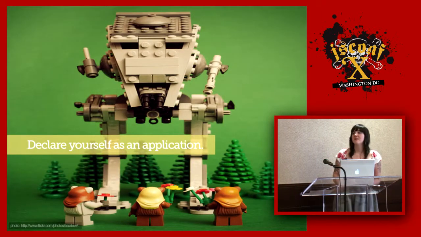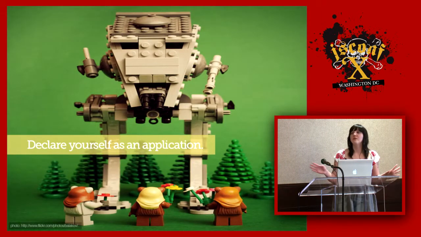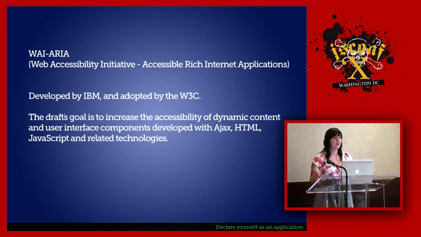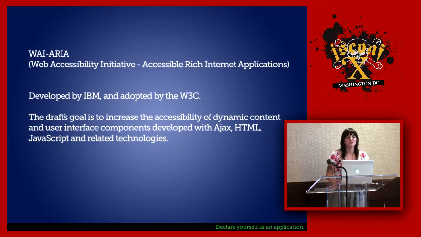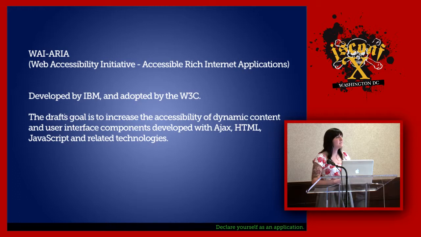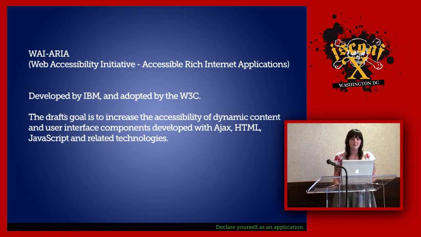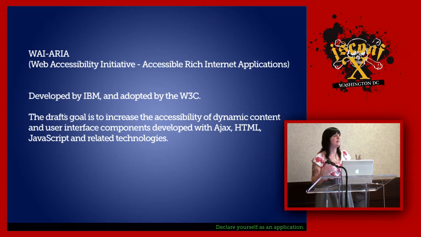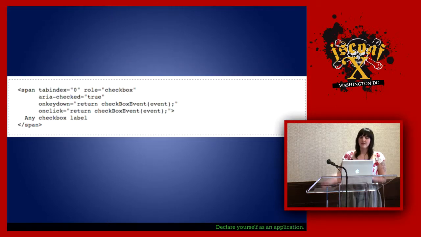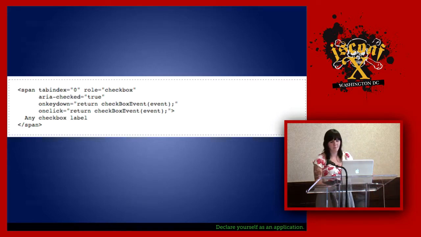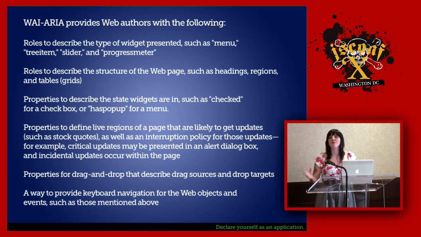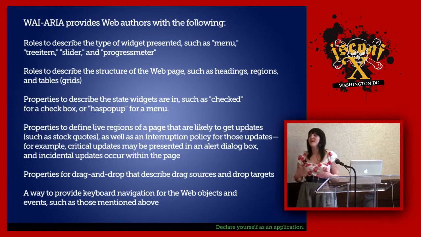Lastly, declare yourself an application. And this is something that could be a whole day of talking. This is about WAI-ARIA. WAI-ARIA allows web pages to declare themselves as applications rather than static documents. It does this by adding role, property, and state information to your web apps. For example, you can let screen readers know that they're looking at a list of navigation links. Here's an example of what a really simple WAI-ARIA implementation looks like. You'll see role equals checkbox, aria-checked equals true. It provides us developers ways to help provide accessibility.